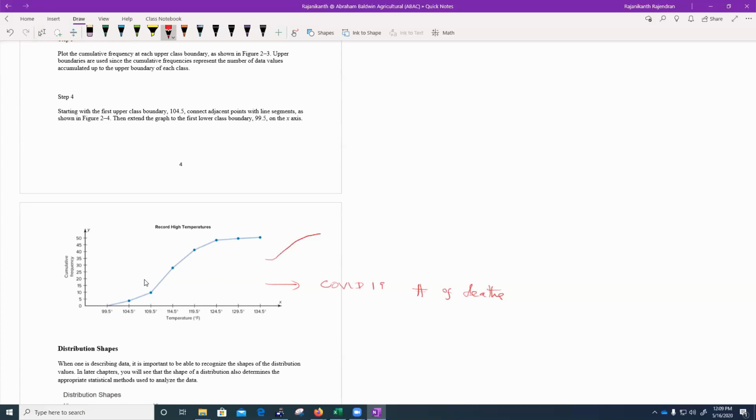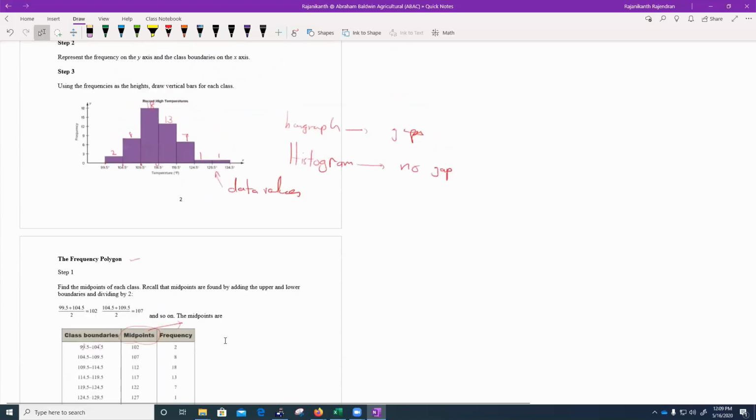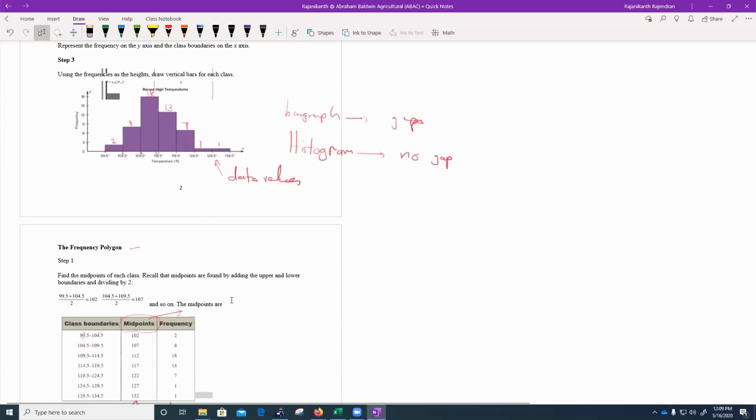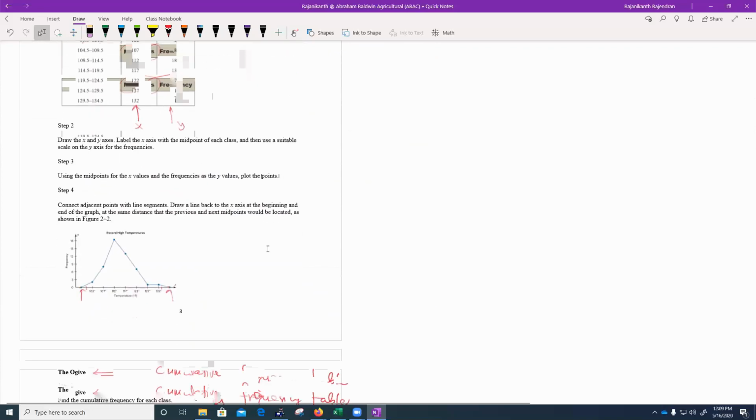Okay. So remember, to draw all three, we need to have a frequency distribution table. Once you have a frequency distribution table, it is very easy for us to display the things. Okay.